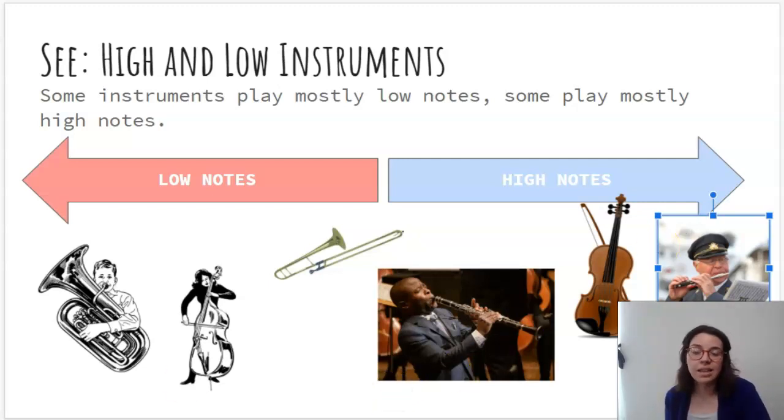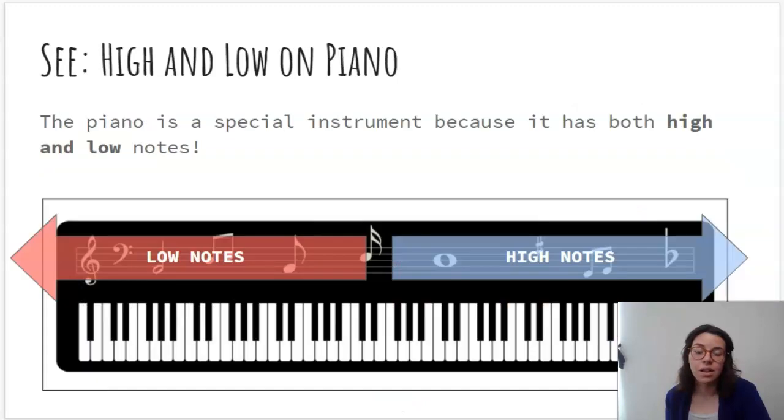Let's take a look at the piano. The piano is a very special instrument because it has both high and low notes all in the same instrument. The high notes are all the way up to the right, and the further to the right you go, the higher the notes will sound. The low notes are all the way to the left, and the further to the left you go, the lower the notes will sound.